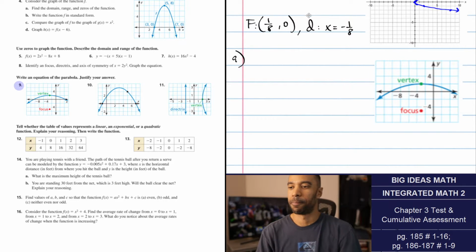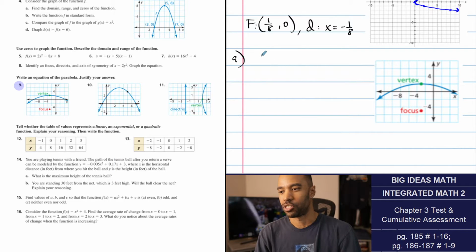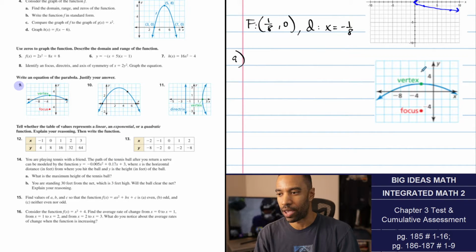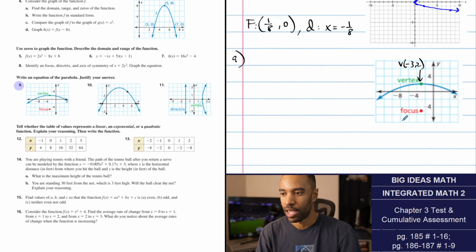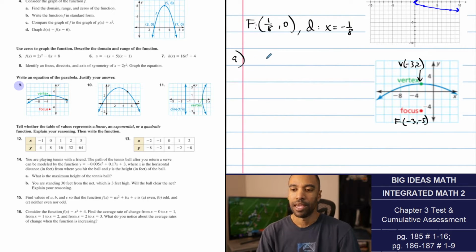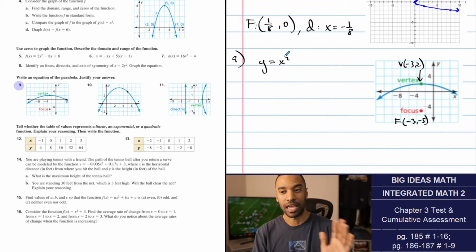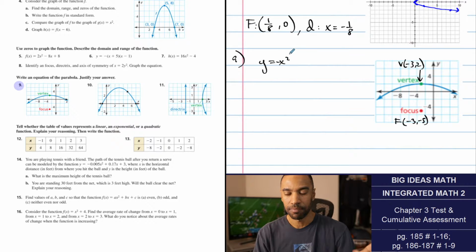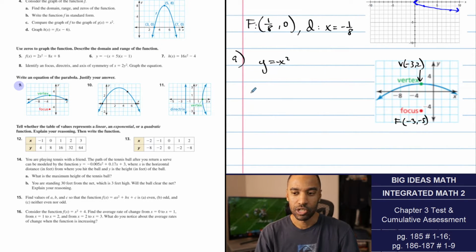All right, number 9. First of all, it's a y equals x squared equation. This vertex, by the way, these are scaled by 2, so I think that's at (-3, 2). And the focus is at (-3, -5). So let's just begin with that. It's a y equals x squared equation. y equals negative x squared equation, more specifically. Our goal is to find the a value, as we actually know the h and the k so far.